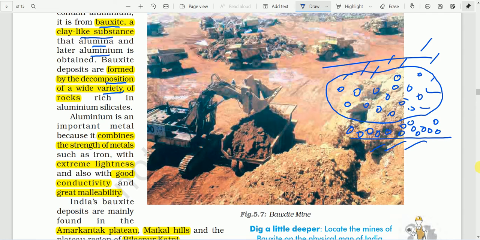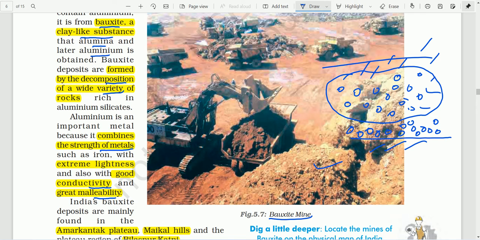This photograph shows a bauxite mine. This is also open cast mining. Aluminium is an important metal because it combines the strength of metals such as iron with extreme lightness and also with good conductivity and great malleability. These are the important properties of aluminium. It can be mixed with other metals.